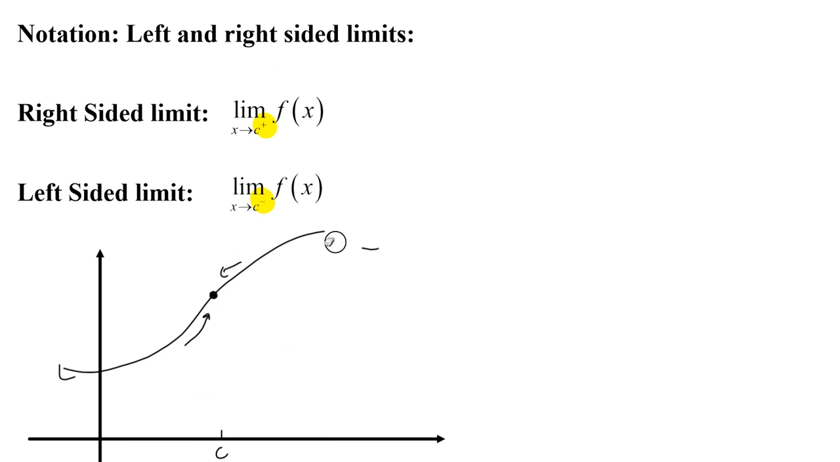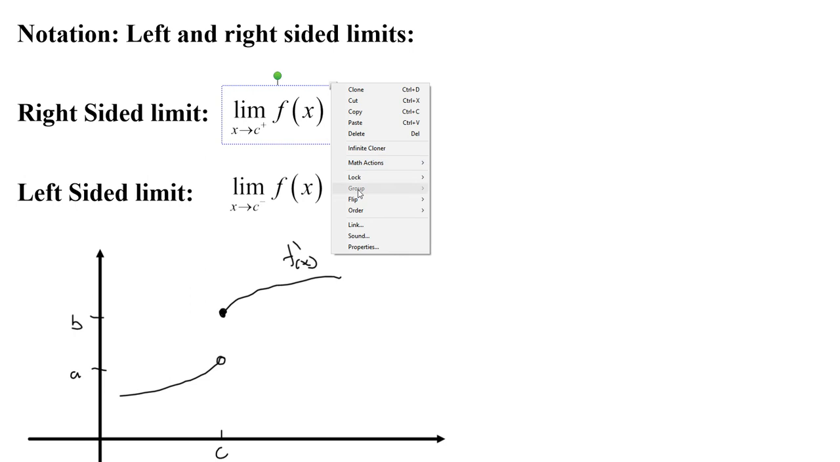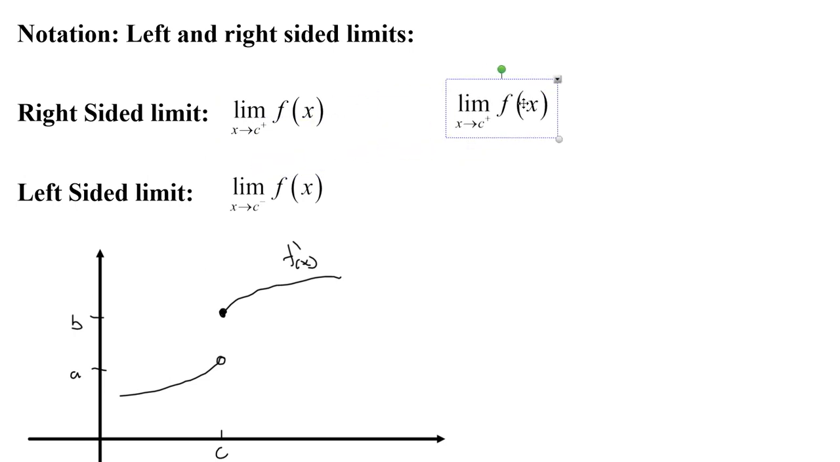We could also talk about functions that have different left and right-sided limits. Let's draw it like this. Draw to C here. Let's call this point A. Let's call this point B. Let's call this f of x. Let's erase this. Let's clone this, and we're talking as just an example. Let's move this over here.